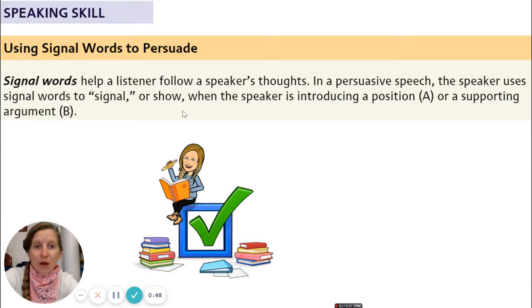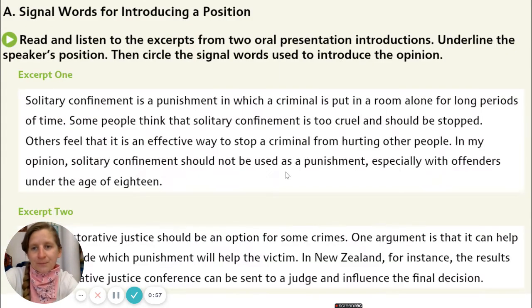So signal words help a listener follow a speaker's thoughts. In a persuasive speech, the speaker uses signal words to signal or show when the speaker is introducing a position or a supporting argument.